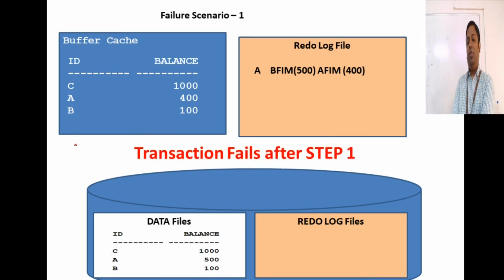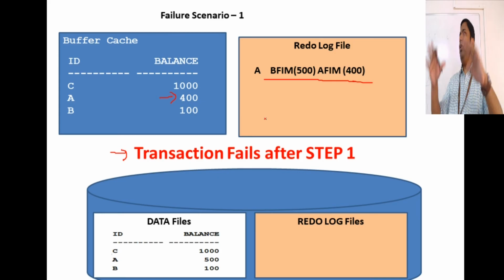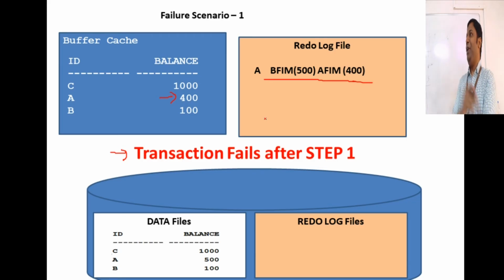So now we have to take a failure scenario. What is this failure scenario? Transaction fails after step 1. What is step 1? I subtracted 100 rupees from account A, so it is now 400. And then I also logged the change, right? Before even changing it, I have logged it in the redo log file. And after that, some network error or something has happened, so I failed. So in this case, what should be done? Should anything be changed on the database?